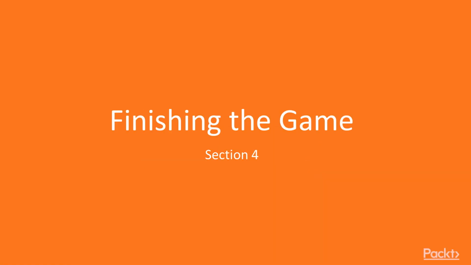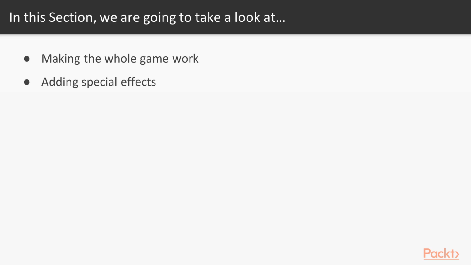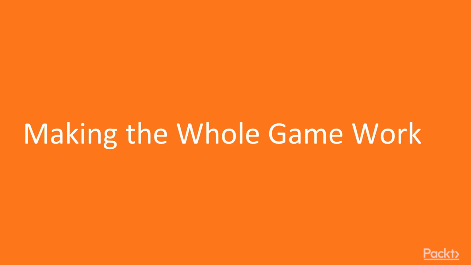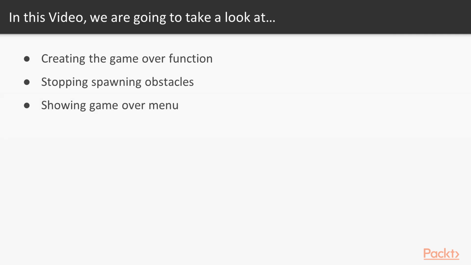Welcome to this section, Finishing the Game. In this section, we're gonna make the whole game work, then we're gonna add some special effects. After that, we're gonna finish the game and we're gonna perform final testing. Now, in the first video, making the whole game work, we're gonna first create the game over function. Then we're gonna stop spawning the obstacles. After that, we will show the game over menu.